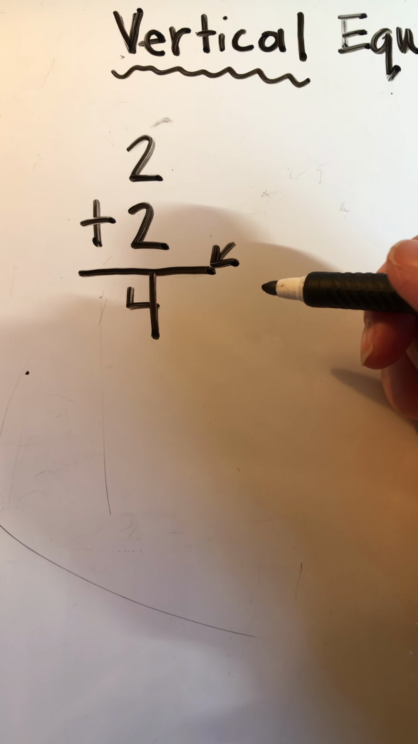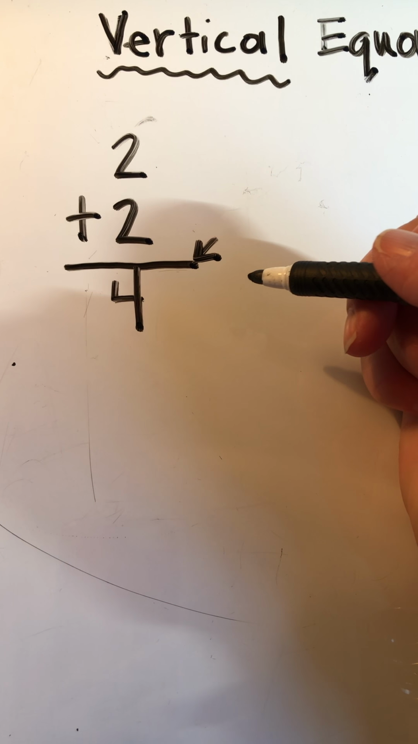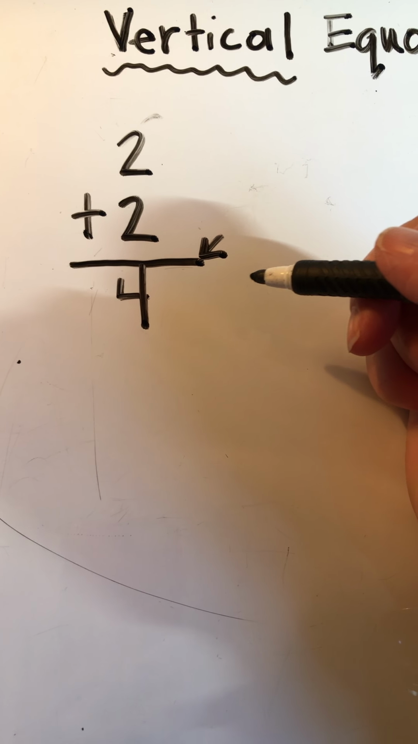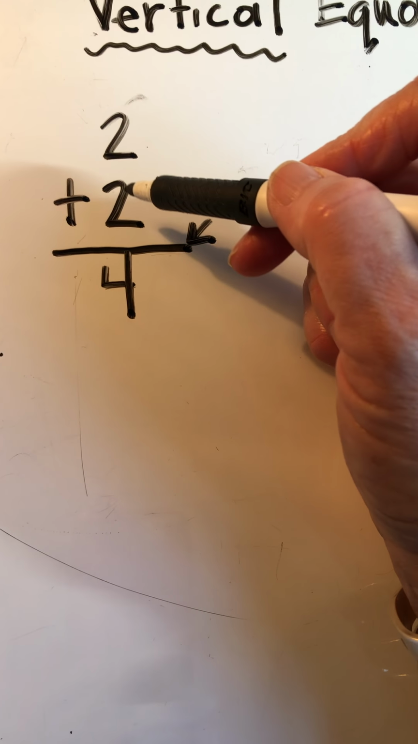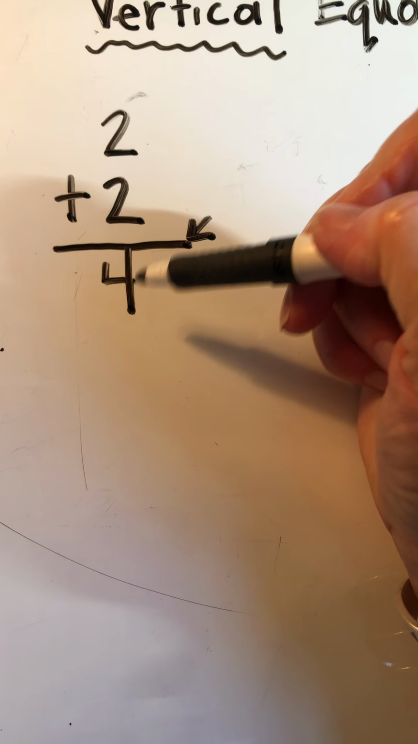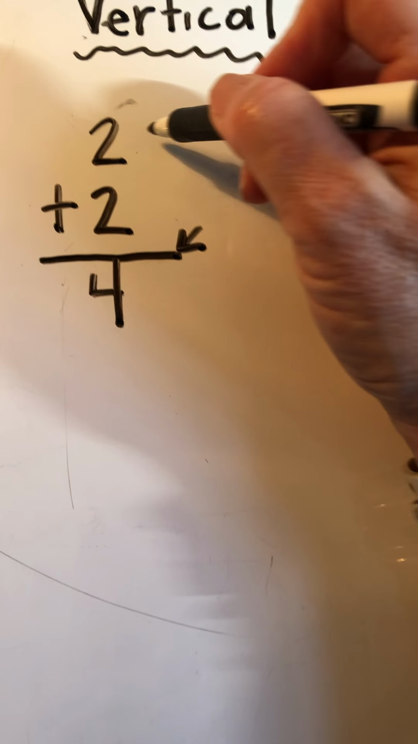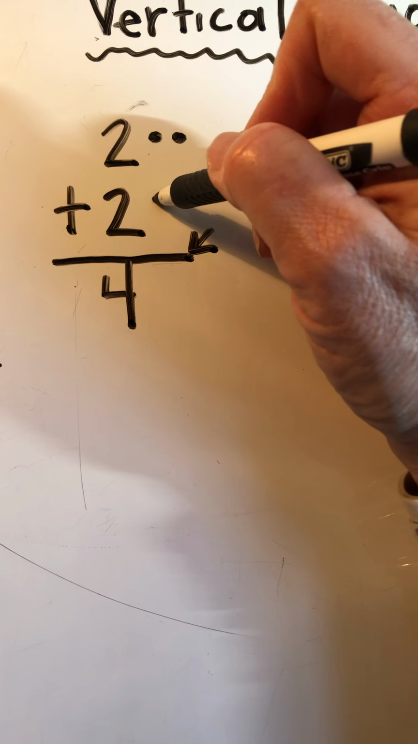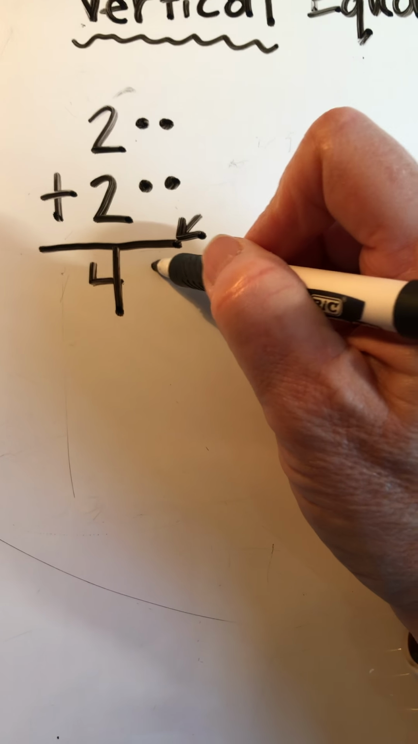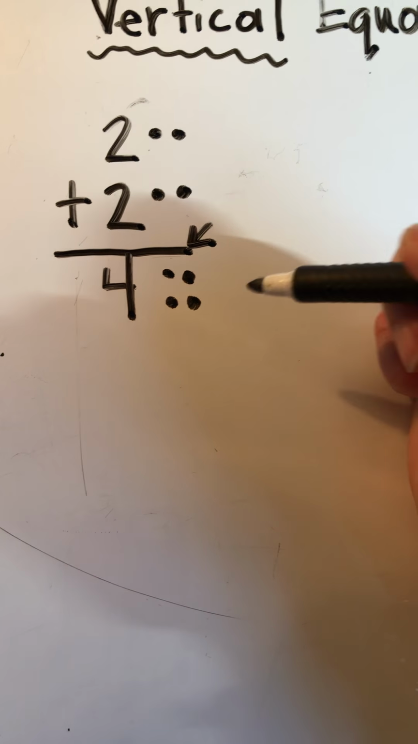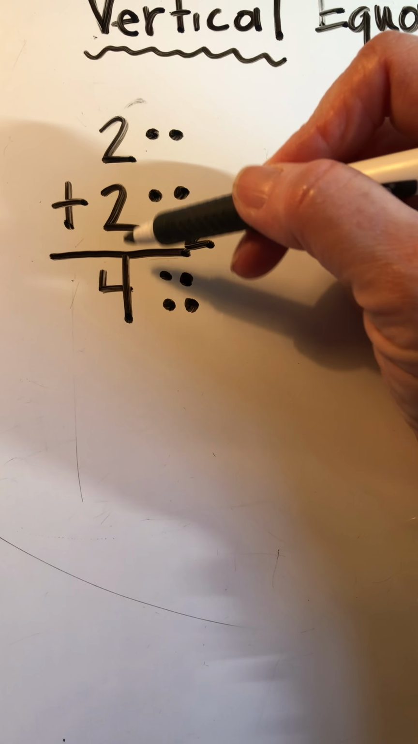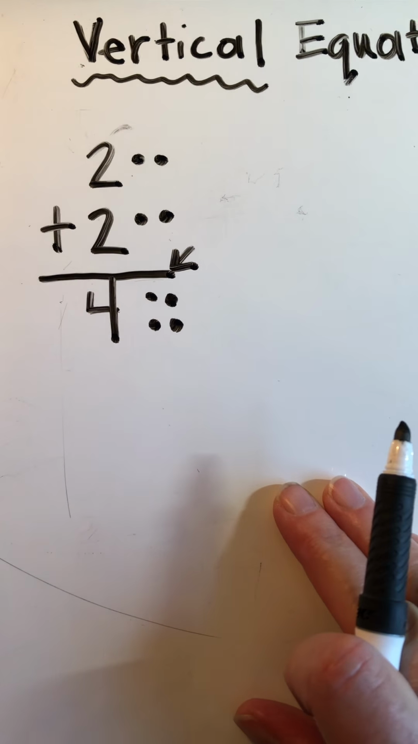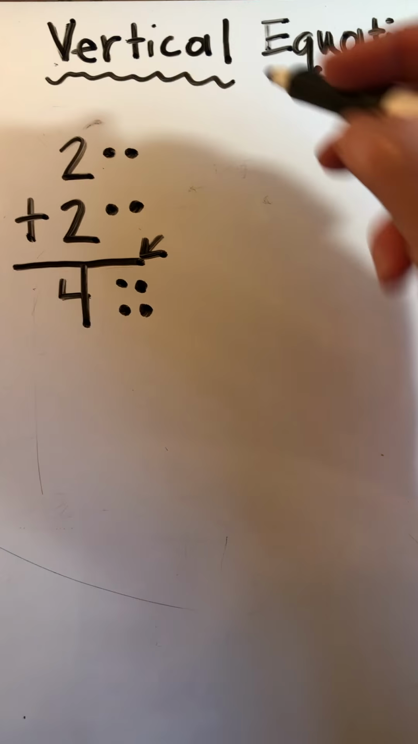And even when we're doing easy little addition sentences like this, I like getting in the habit of writing the answer lined right up underneath, because all these are ones, right? 2 plus 2, and it equals 4. It's like 2 ones plus 2 ones equals 4 ones, and these are all lined up. And let me show you why that matters.